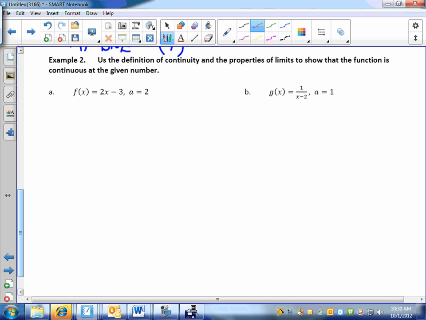All right. It says, use the definition of continuity and the properties of limits to show that the function is continuous at the given number. So, in order to show it's continuous, I must do the first part, which is show what? F of 2 exists. It says I want to show that the function is continuous at the single point of a equals 2. So, does f of 2 exist? What do I get?